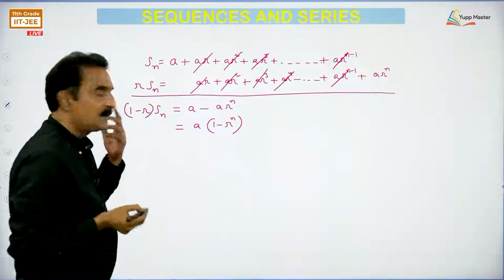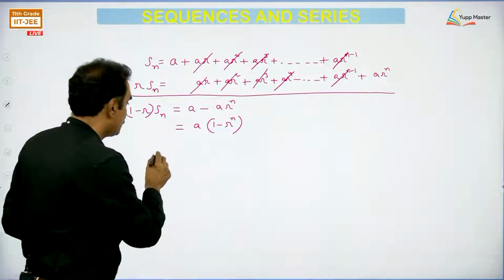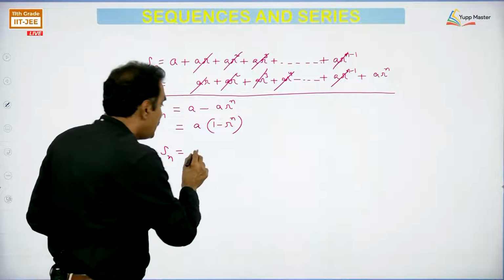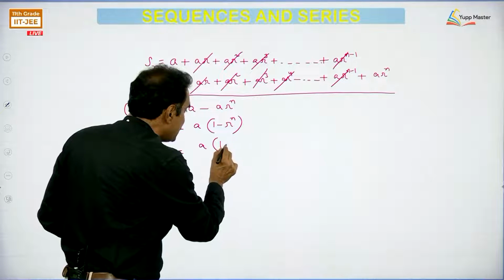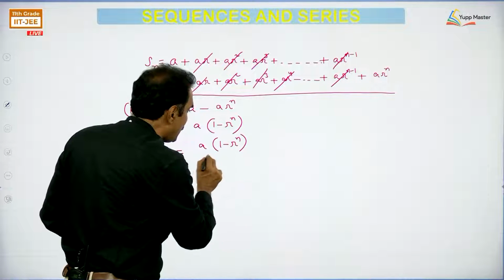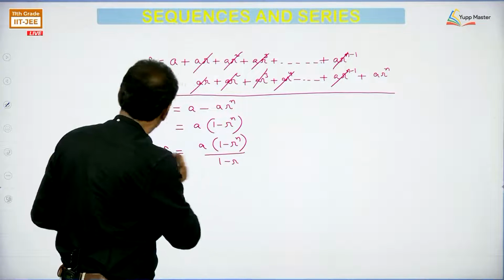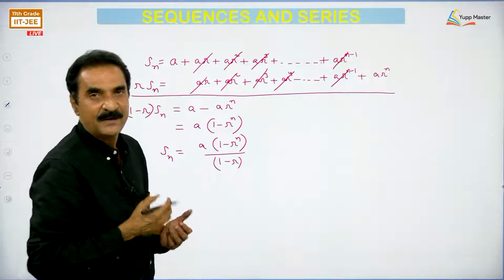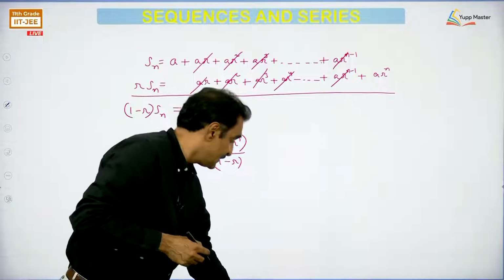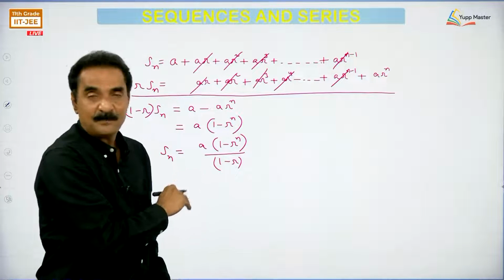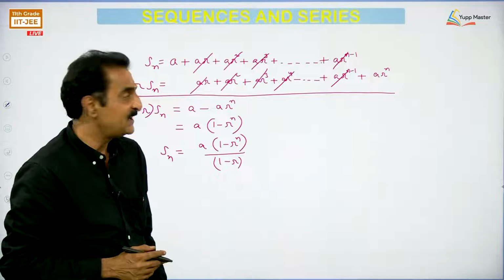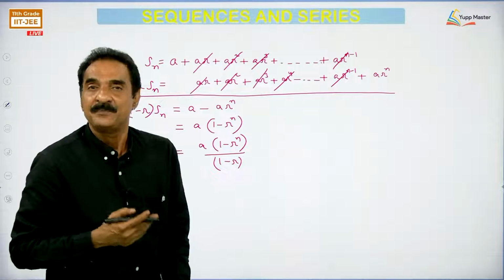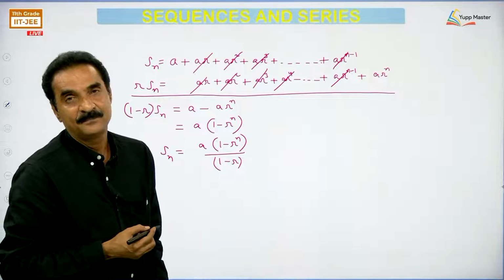Now what is Sn? Sn will be A into 1 minus R power n upon 1 minus R, dividing both sides by 1 minus R. So this is how we get the formula. And we write the same as A into R power n minus 1 by R minus 1 when mod R is greater than 1, and as it is when mod R is less than 1.